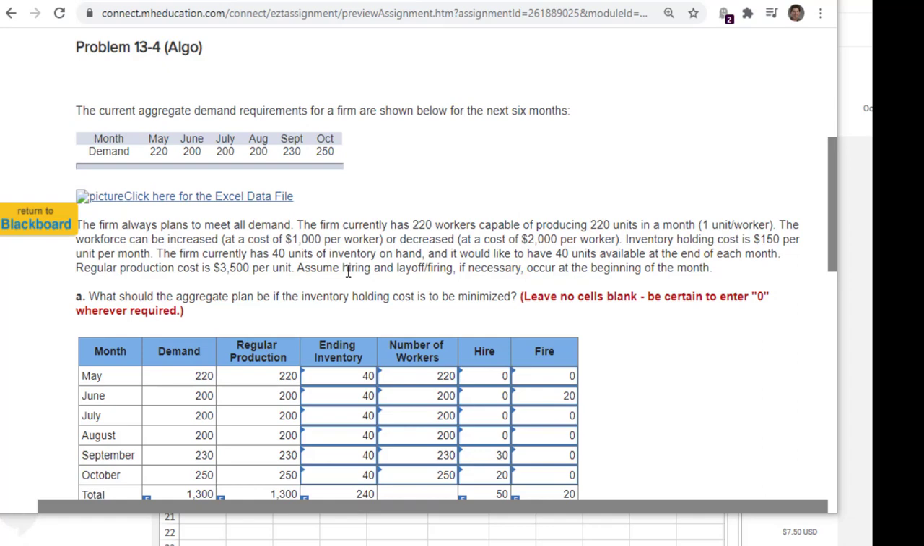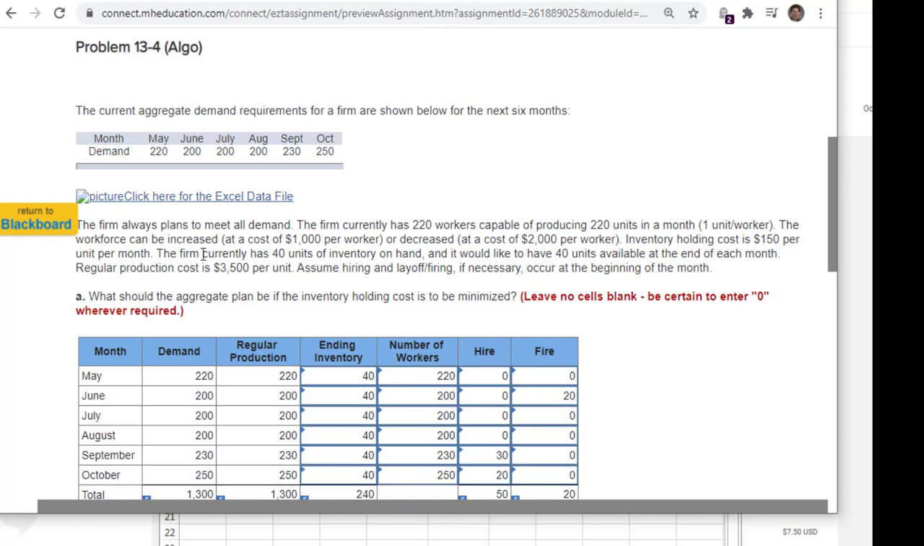So anyway, this problem says the firm always plans to meet all demand. Okay, so right there kind of gives us a hint that we're talking about a chase strategy here or a hybrid strategy. This is problem 13.4. The firm currently has 220 workers. They're each capable of producing 1 unit a month, so that's pretty convenient from a mathematical standpoint. It costs some money to increase and decrease.